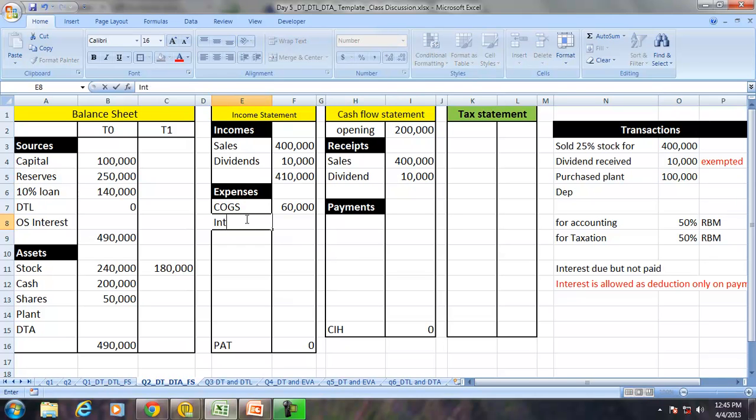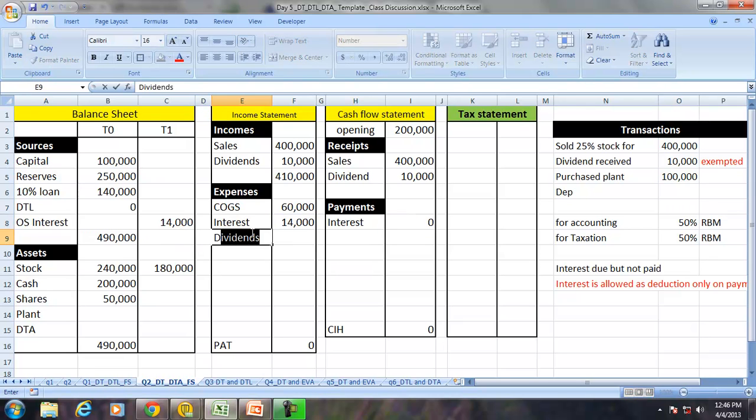Interest on the loan, interest is 10%, 0.10. But it says interest has not been paid. So interest in the income statement will be shown, but in the cash flow no interest. So outstanding interest will appear on the balance sheet as a liability.